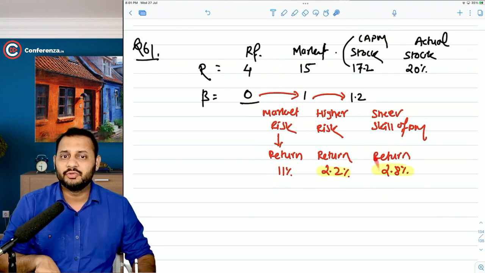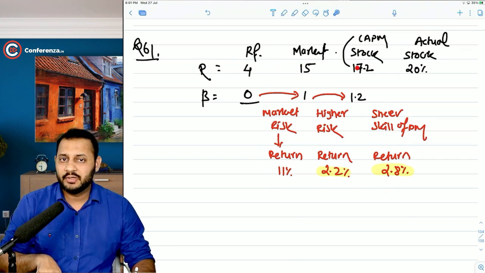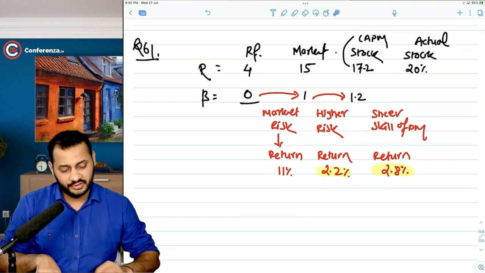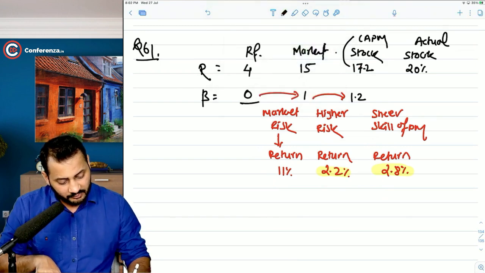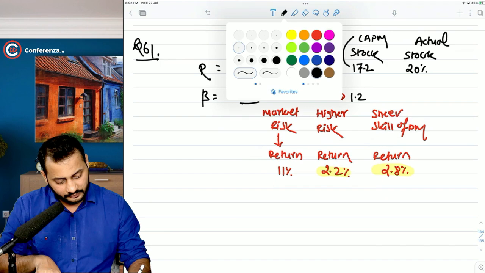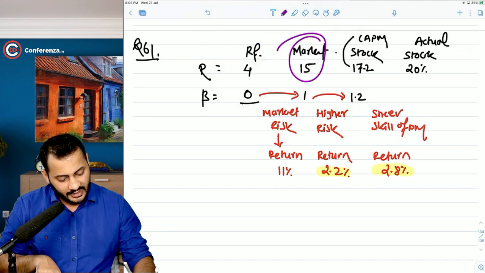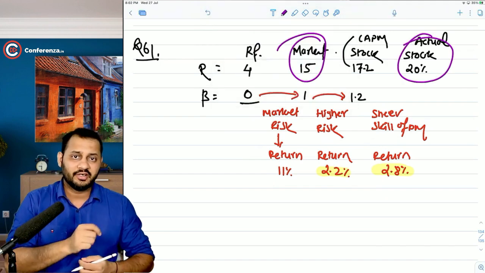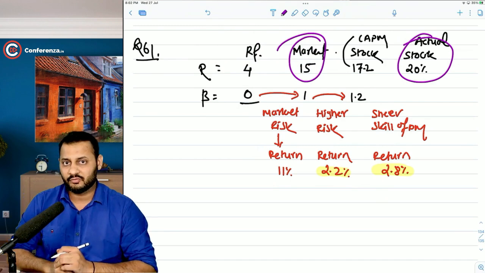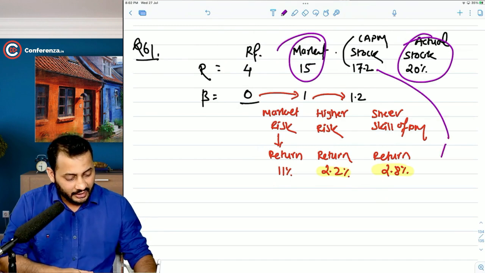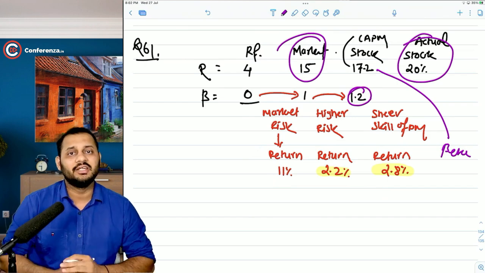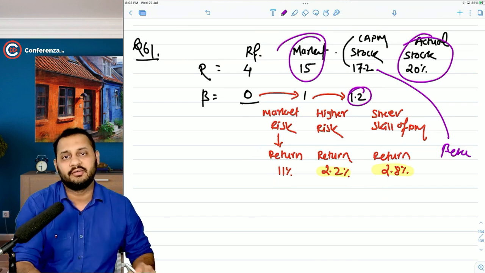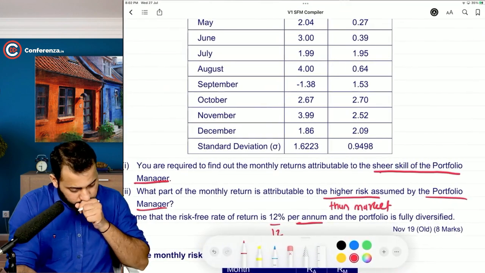The only three figures you need are the market return, CAPM return, and the stock's return. These two are very easy to calculate: the market return and the actual stock return. The difficult part will only be the CAPM return. Why? Because we need beta for that, and beta is not given in the question. We will have to calculate it first.